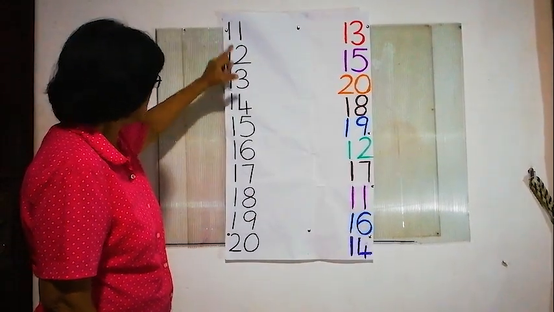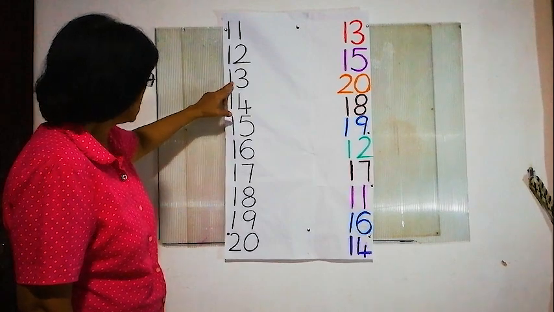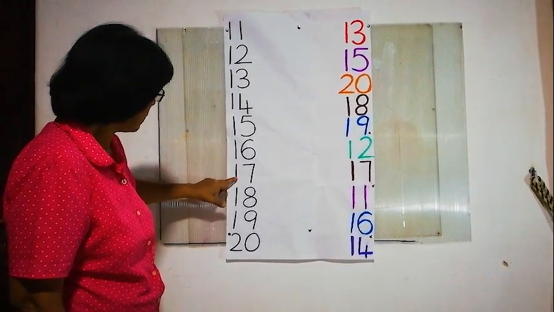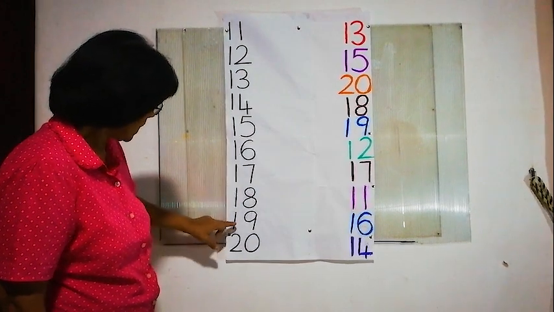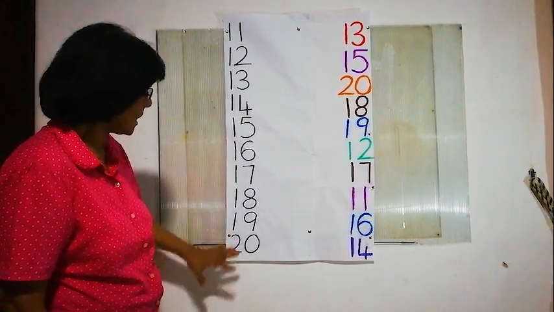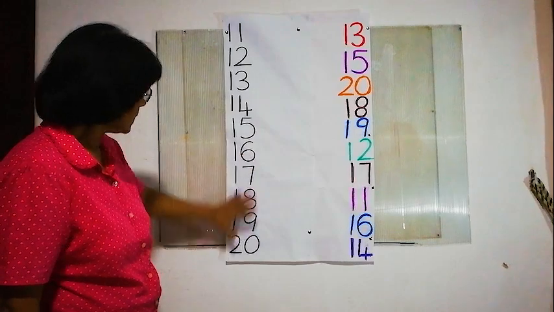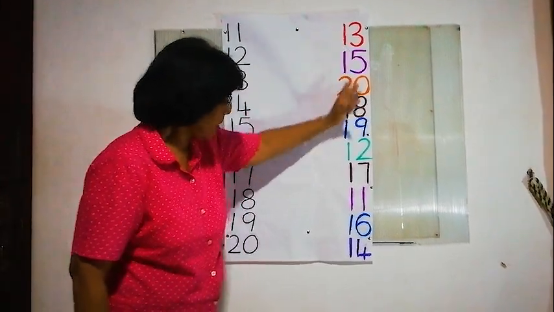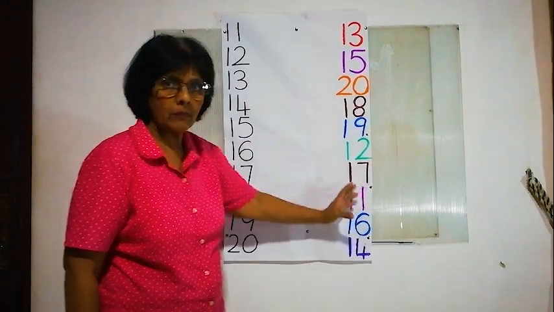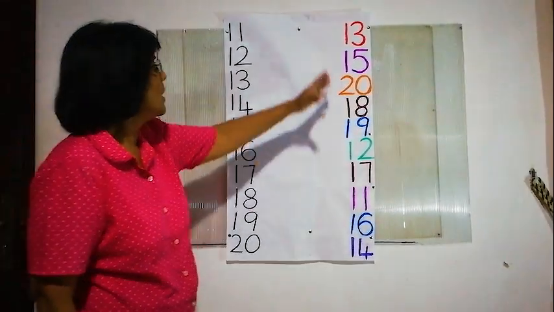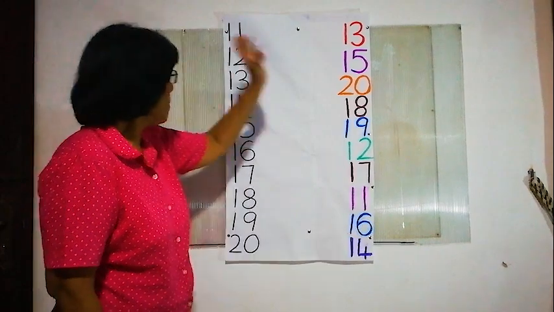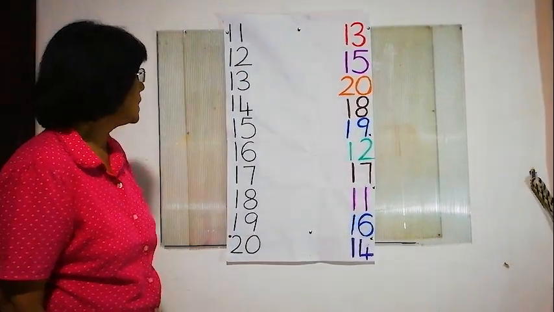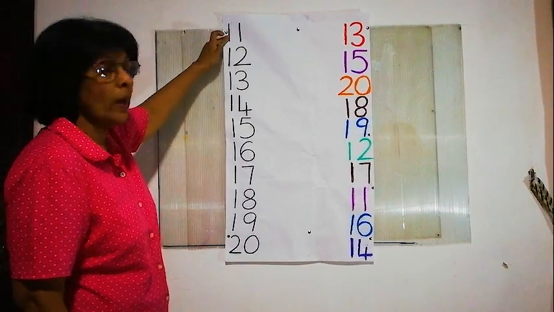Here 11, 12, 13, 14, 15, 16, 17, 18, 19, 20, and here all the numbers in order. Now here these numbers are not in order. We have to find the same numbers and match the numbers. Okay, now the first number is number 11.